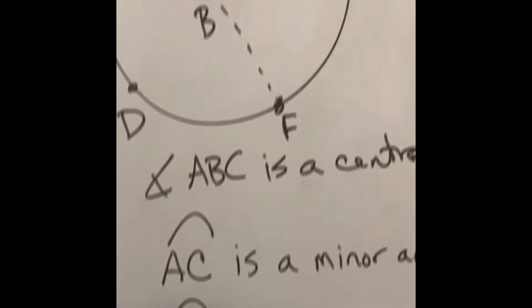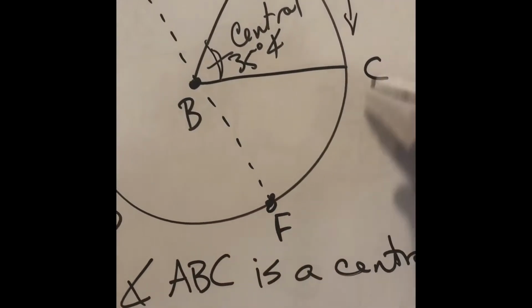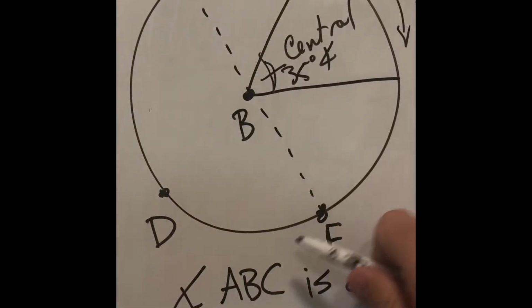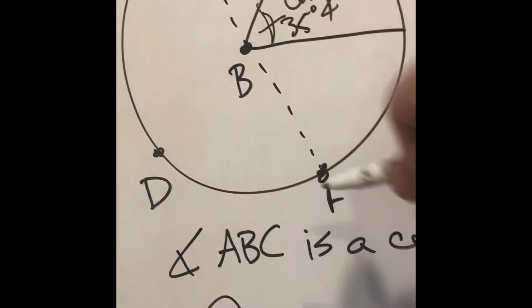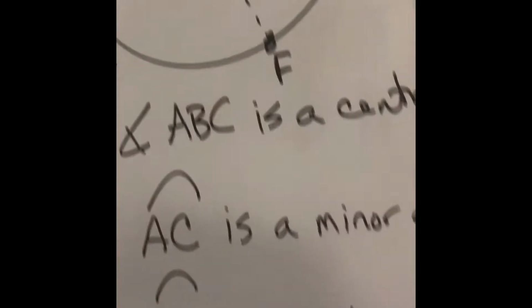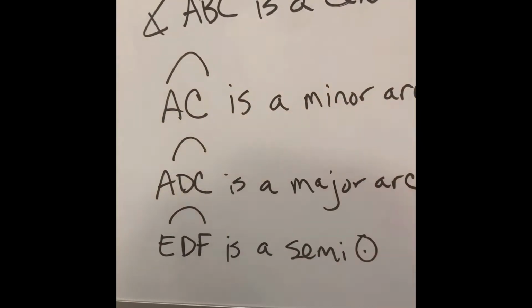Arc ADC is a major arc. That's from A all the way around through D to C. Now I could have named this with either E or F as well, but I chose D because we'll get to E and F later. So arc from A through D to C. Now here's the difference between these two. Notice they both have the same endpoint.